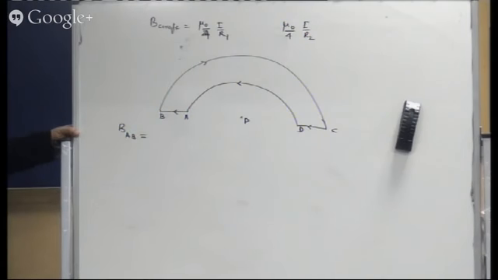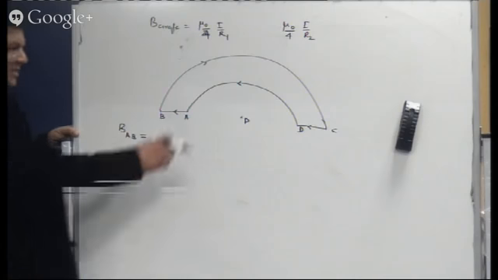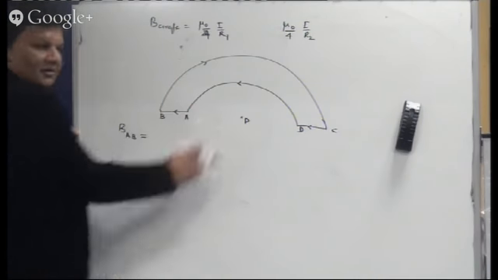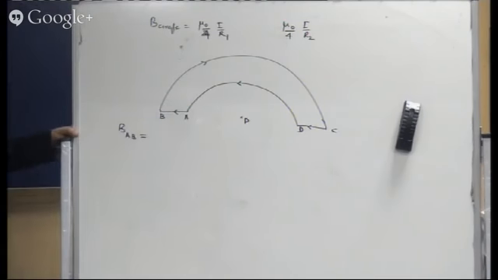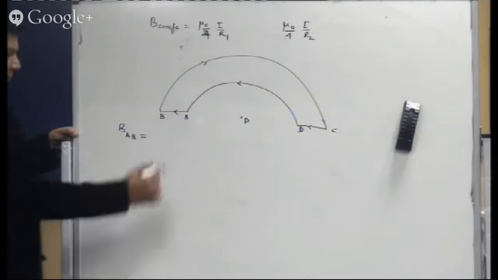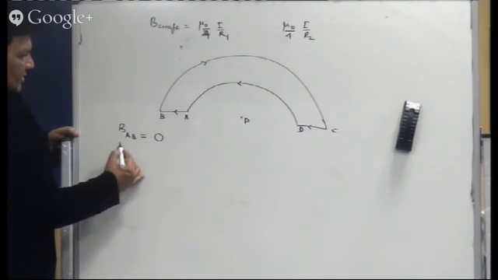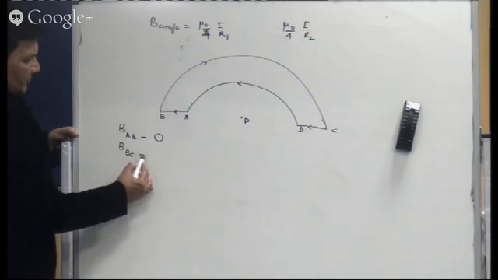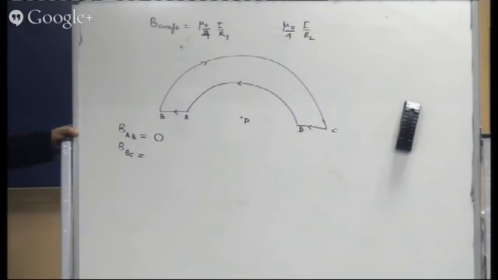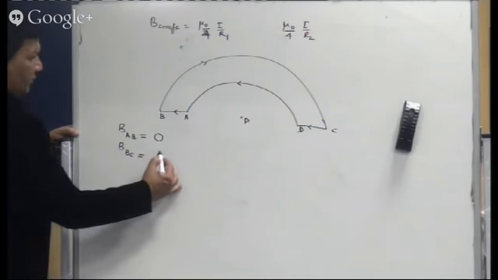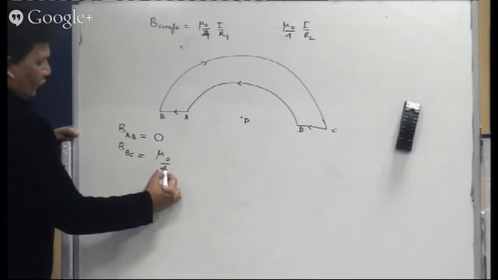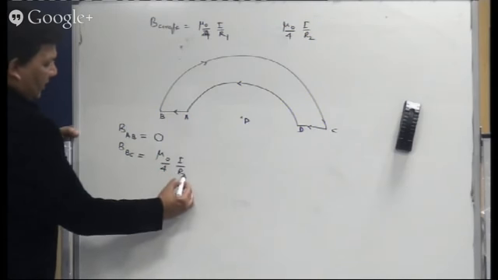0. Why? Idl cross R. This is idl. This is R. So the angle between them is 0. So idl cross R will be 0. Let's see B due to BC. Mu naught by 4 I by R.